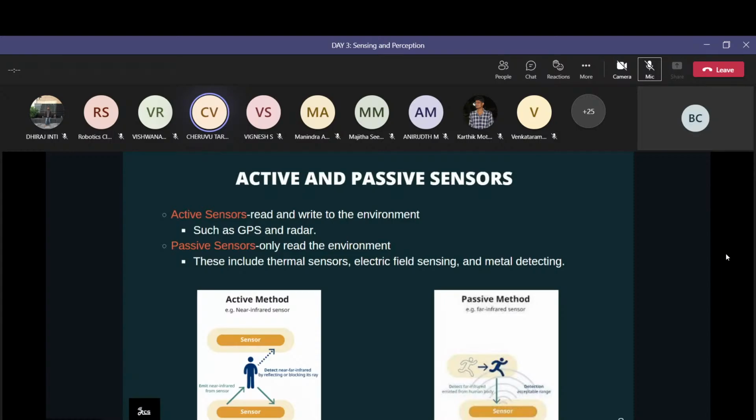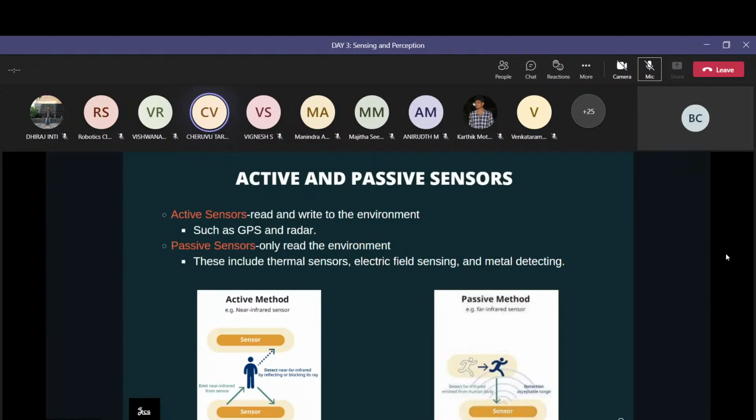So active sensors read and write to the environment, whereas passive sensors will only read the environment, which means they'll detect the changes in the environment, and those changes are exactly shown to you. That's it. Examples are thermal sensors, electric field sensing, metal detecting, and so on.